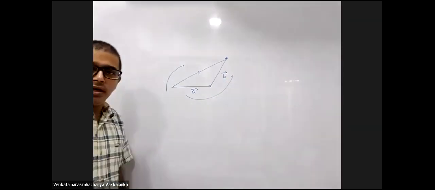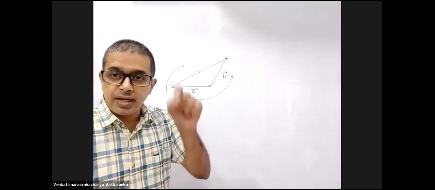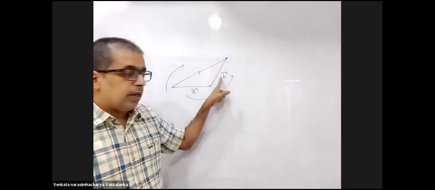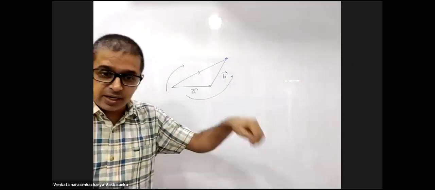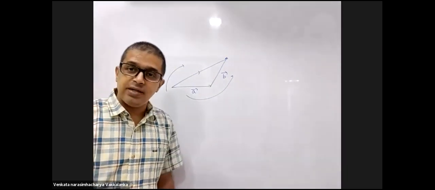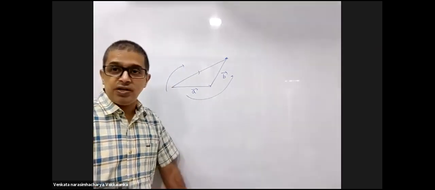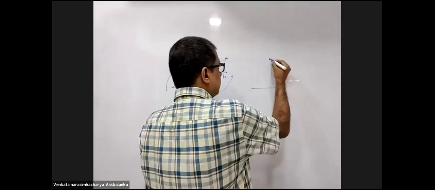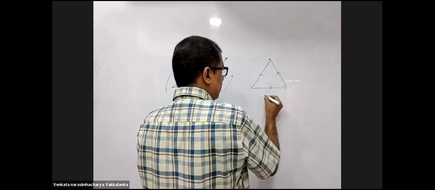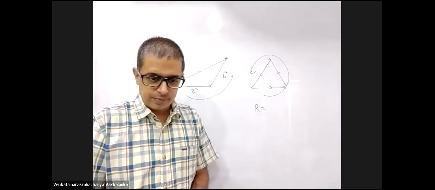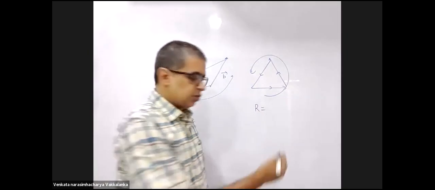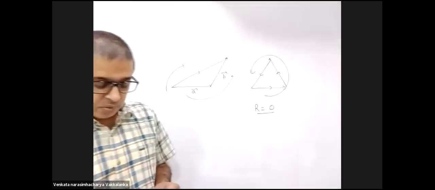If two vectors are represented as two sides of a triangle taken in one order, the third side of the triangle taken in the reverse order is the resultant. This is what we learned in the previous class. One more important point we learned. If three vectors are represented as three sides of a triangle taken in one order, what will be the resultant? Zero. Till here, all of you remember, right?